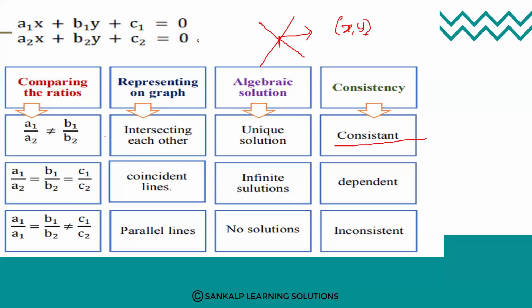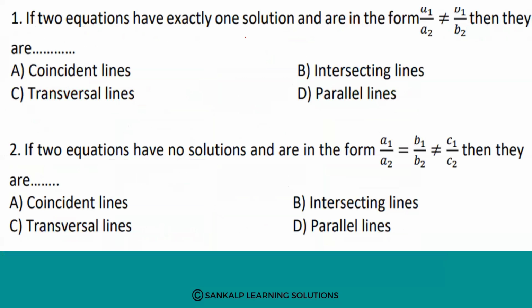Okay. If a1 divided by a2 is equal to b1 divided by b2, but it is not equal to c1 divided by c2, then you will have parallel lines and it has no solutions, and the graphs are inconsistent. Okay, the lines are inconsistent. Remember, this is very, very important.